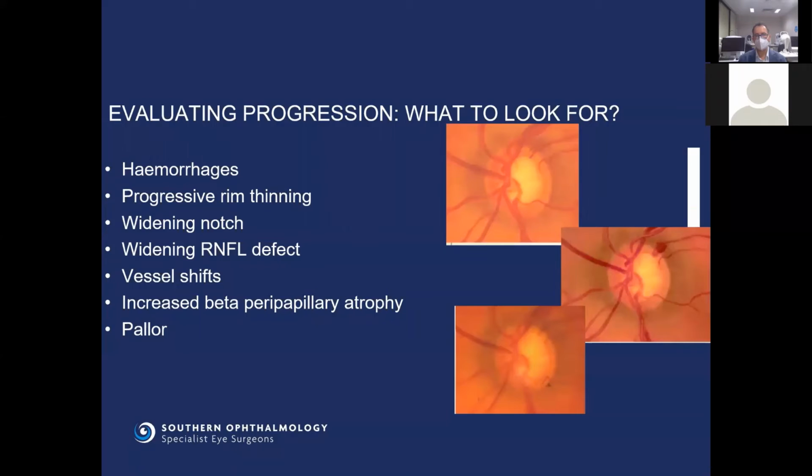So that's what we would do on a clinical examination to make a diagnosis of glaucoma. What do we look for when we're looking for progression? Well, as mentioned earlier, hemorrhages, progressive rim thinning, widening of a notch, widening retinal nerve fiber layer defects, vessel shifts, increasing beta peripapillary atrophy, and pallor. These three photographs, which were taken 3 years apart, show a normal looking neuroretinal rim supratemporally in the first photograph, with significant thinning in the latter years, and this was preceded by a disc margin hemorrhage.